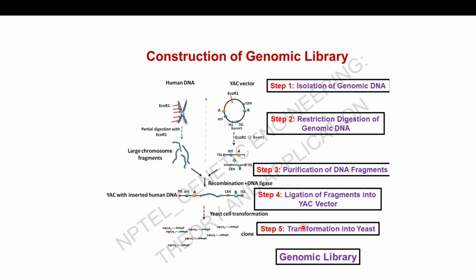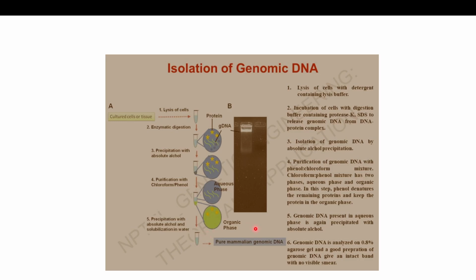You will have all these DNA fragments. Different fragments are ligated into a suitable vector, and then that particular recombinant vector or recombinant DNA is transformed into yeast or the host organism, thereby creating a genomic library having multiple recombinant genes or DNA. Now, how do you really isolate genomic DNA?